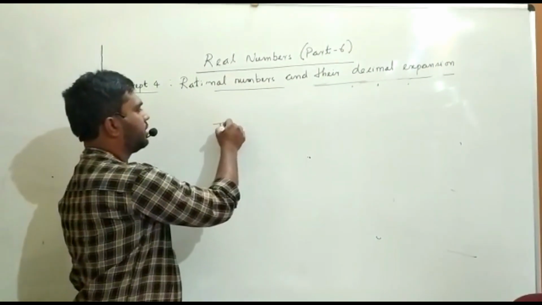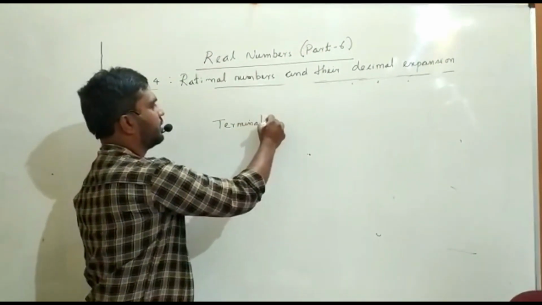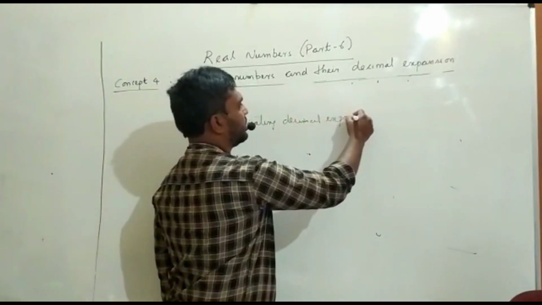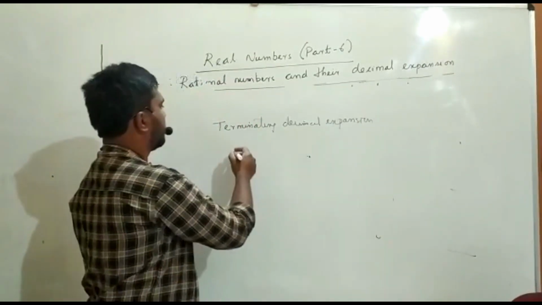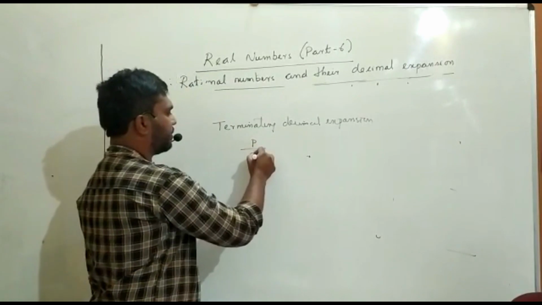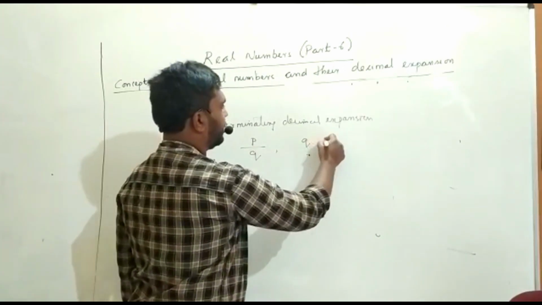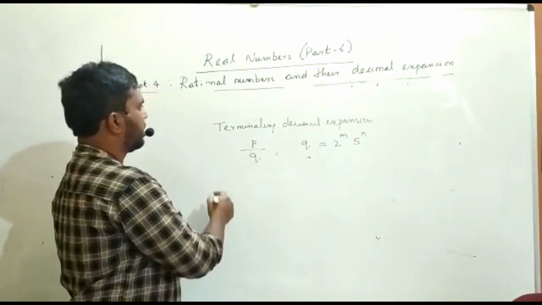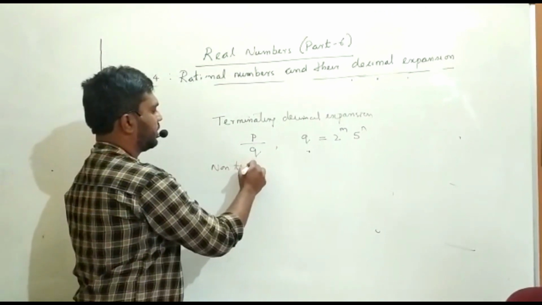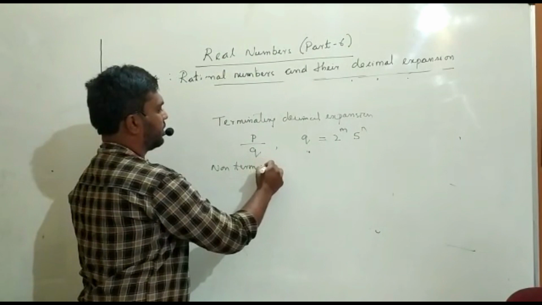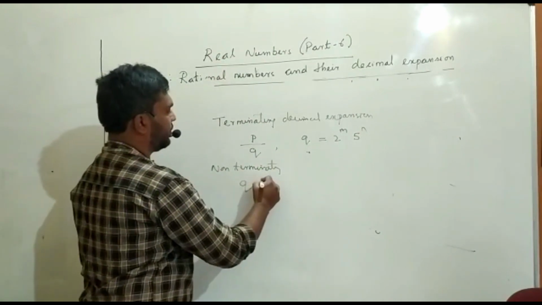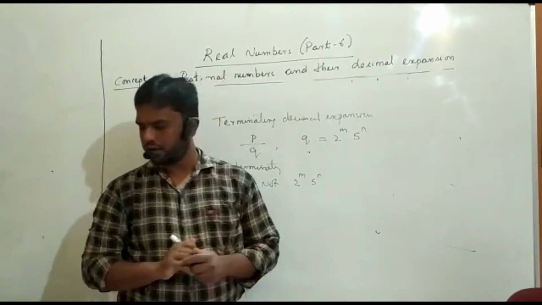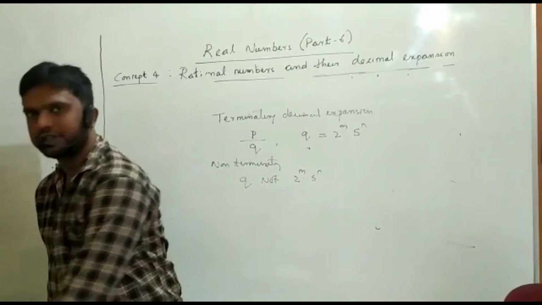So generally, what you should know here: if you want a terminating decimal expansion of a rational number in the form of p by q, q should be in the form of 2 to the power of m, 5 to the power of n. For non-terminating, q is not in the form of 2 to the power of m, 5 to the power of n. These are the concepts here.